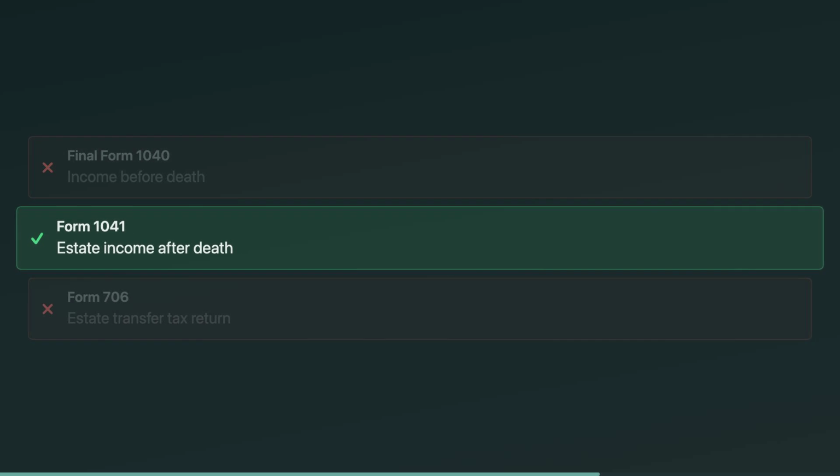Think of the executor's tax job as three possible returns. First, the decedent's final Form 1040 covers income received before death, and you write deceased after the name. Second, Form 1041 is the estate's income tax return for income after death during administration. Third, Form 706 is the estate tax return, only if the gross estate exceeds the filing threshold, or if filing to make certain elections.